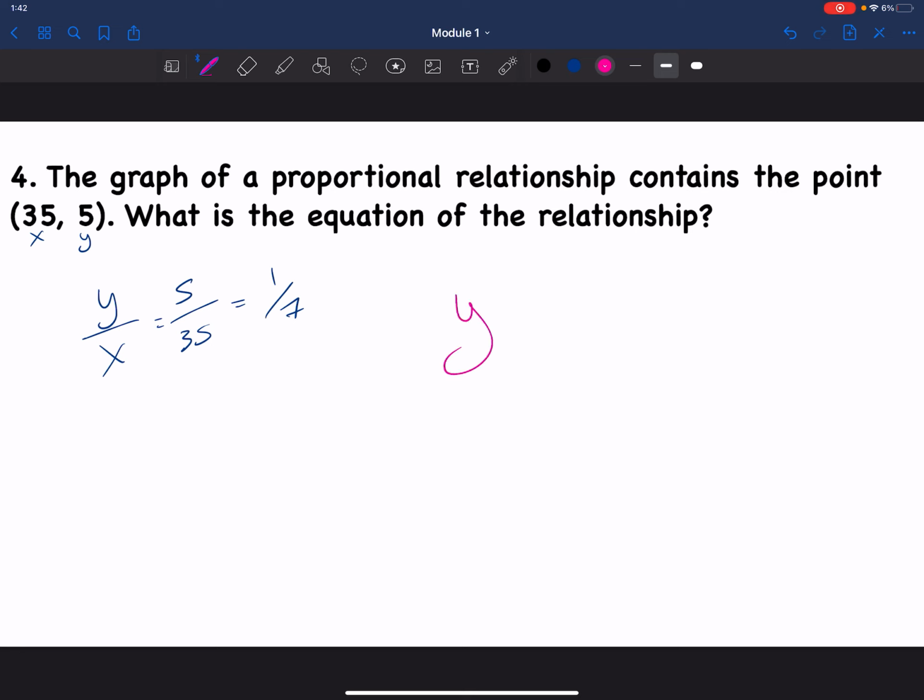Proportional relationships are always y equals something x. That something is the value we just solved for. So this is y equals 1 over 7 x.